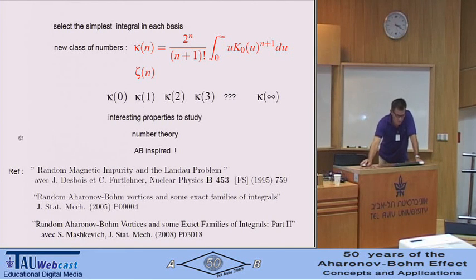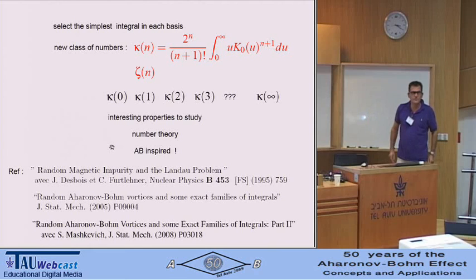And so again, okay, I'm finishing now. So interesting properties to study, certainly. Interesting in number theory. And what is remarkable is that they are, again, coming from an Aharonov-Bohm problem. Okay, and these are the references if you are interested. Thank you.